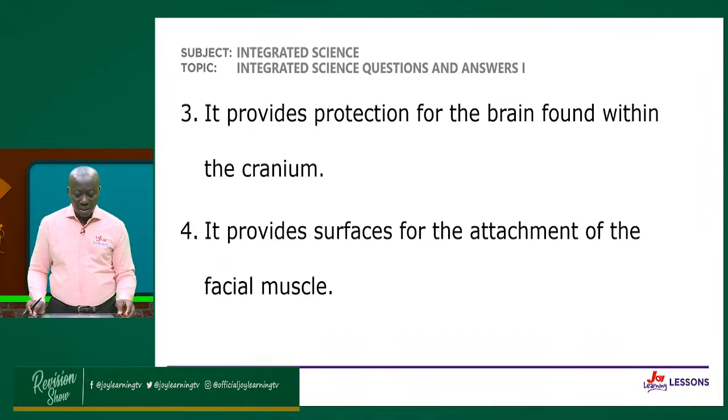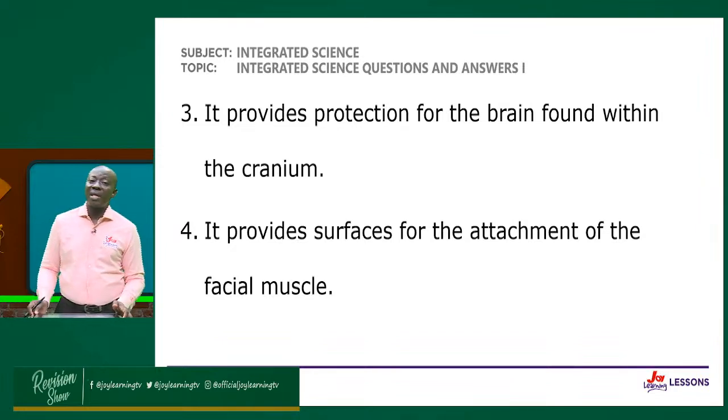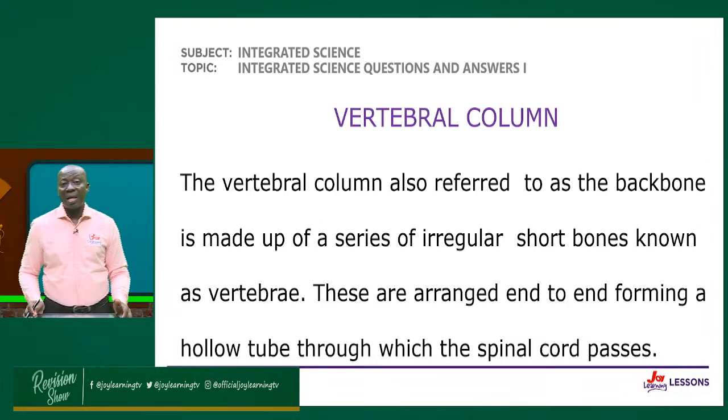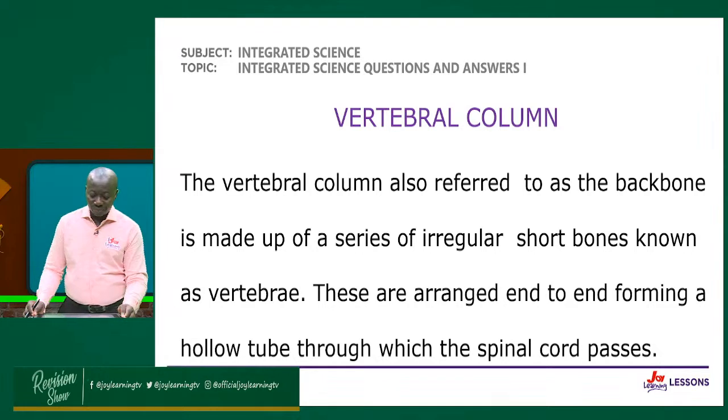Then the skull also provides protection for the brain found within the cranium, and it provides surfaces for the attachment of the facial muscles. So when you are smiling, when you are crying, the way your face looks is because of the contraction or relaxation of the facial muscles. There are so many of them, and the skull gives them surfaces for attachment and gives us that shape when we are expressing emotion or any other thing.